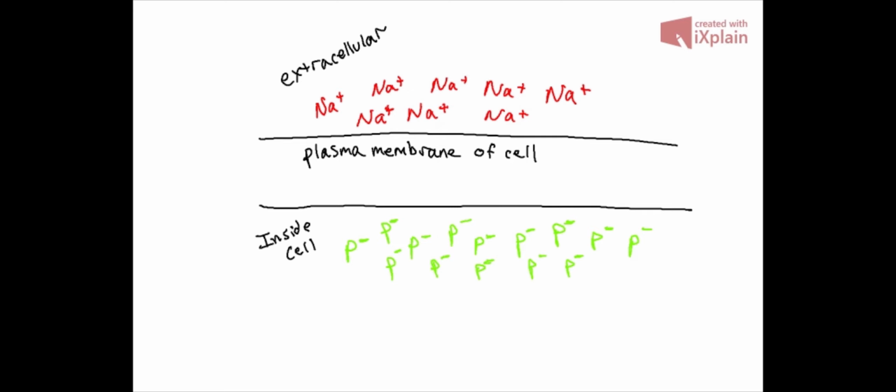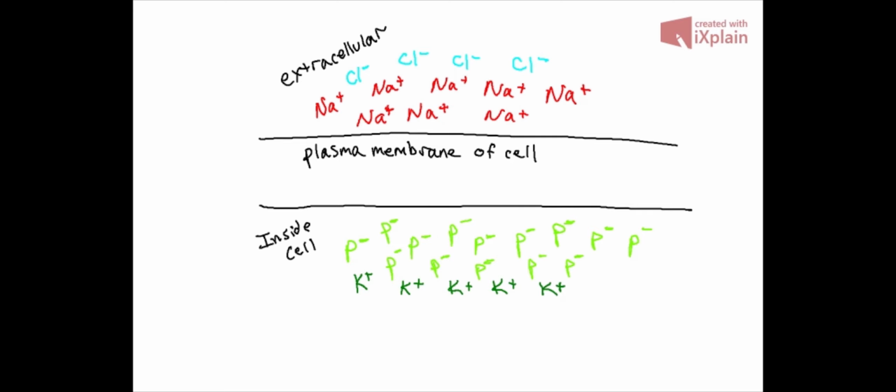Outside of the cell in the extracellular space, it's not all positive. They do have some negative ions floating around. And those negative ions are chlorine ions. But there's only a few of those. And inside of the cell, there are a few positively charged ions. And those are mostly potassium ions. So there's a few potassium ions inside of the cell that are positively charged.